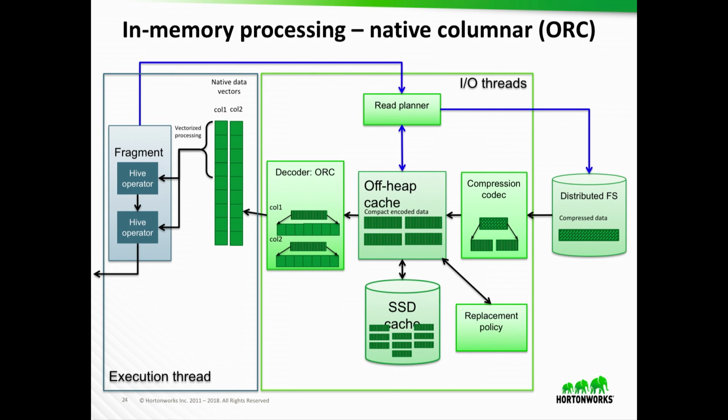So this is a high-level architecture for how the cache works. We basically have execution threads and I/O threads, and the execution thread is doing columnar processing on the data. A fragment is basically a query fragment or a plan fragment, which has a bunch of operators pipelined, and it is receiving these column vectors from the I/O threads and processing them one vector at a time.